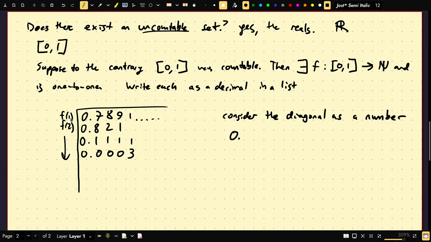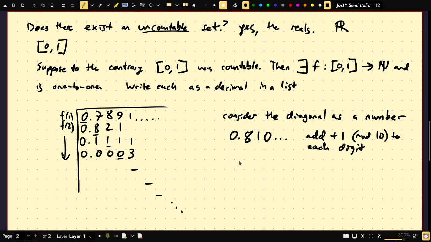So it's going to be 0.810, all right, dot, dot, dot, and so on. Take this and add something to it. So add 1 mod 10 to each digit. So then we get the number n is equal to 0. Except the first digit. 921 dot dot dot. This is clearly an element of the interval.